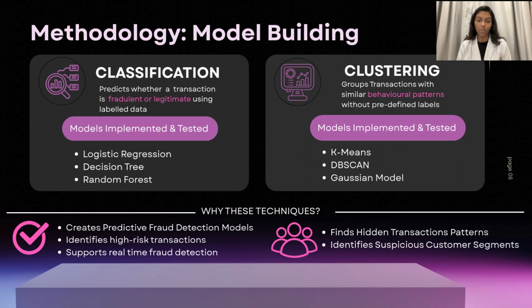For clustering, we implemented k-means, DBSCAN, and Gaussian mixture model. Unlike classification, clustering groups transactions with similar behavior patterns without using predefined labels. This helps uncover hidden transaction patterns and identify suspicious customer segments that may indicate fraudulent behavior. By applying both techniques, we were able to build a predictive fraud detection model while also discovering meaningful patterns that support fraud investigation and decision making.